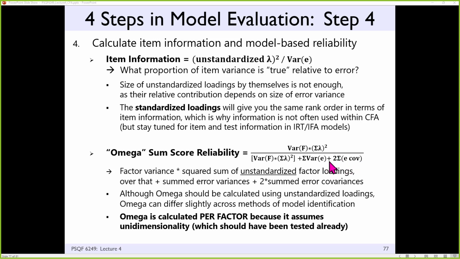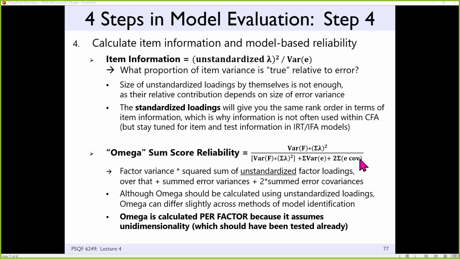Because the total variance across items is not just the sum of their variances if they're related. It's also the covariances among the items too. So they show up in the denominator. So it's the variance of the factor times the squared sum of the unstandardized loadings. That whole thing goes in the denominator and gets added to the error variances plus any error covariances. So conceptually, it's true over total. The same idea of reliability, just building in the model parameters as part of it.